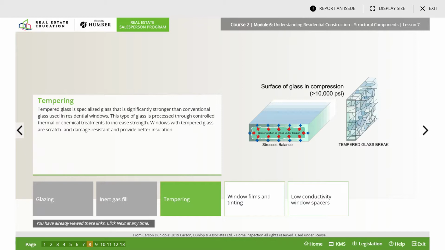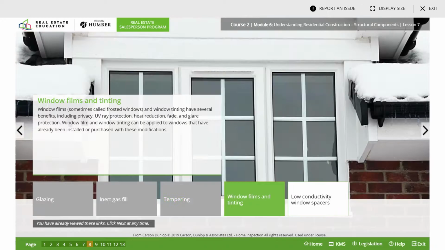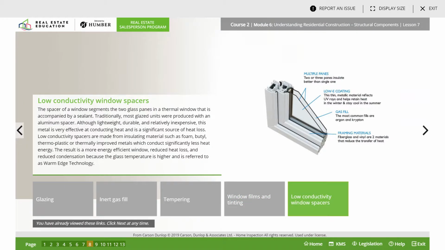Tempering. Tempered glass is specialized glass that is significantly stronger than conventional glass used in residential windows. Glass is processed through controlled thermal or chemical treatments to increase strength. And then they talk about window films and tinting. Window films and window tinting have several benefits, including privacy, UV ray protection, heat reduction, and fade and glare protection.